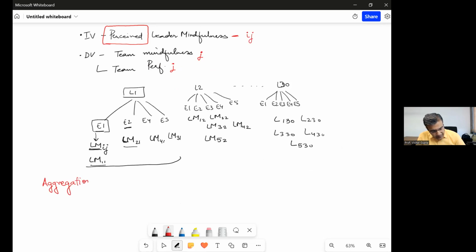Aggregation. So what do I do? I want to bring these IJ variables to an LMJ variable, a leader mindfulness J variable. So I take the average of these four and call it the aggregated or average mindfulness J variable.